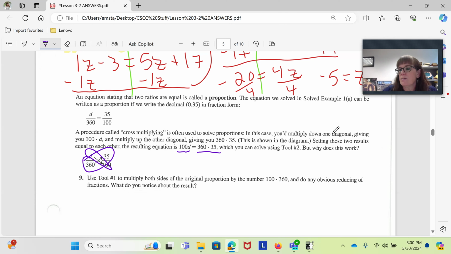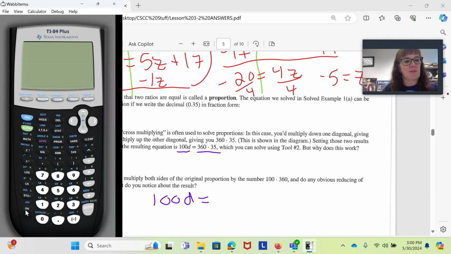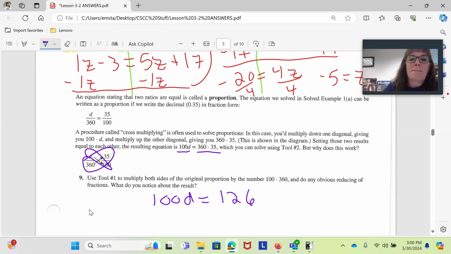All right. So this one is telling me I'm going to get 100d equals, I'm going to need to do 35 times 360 on my calculator, and I knew it was going to have gone to sleep. So 360 times 35, I get 12,600. And the cool thing is now all I've got is this little 1-step equation.